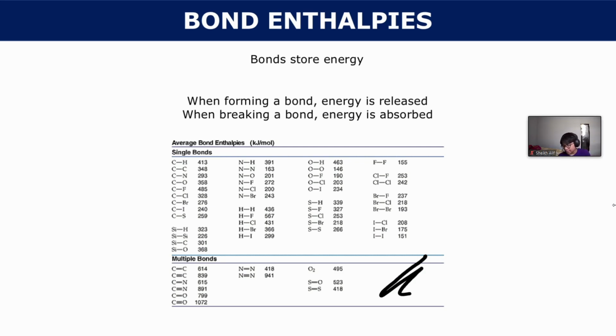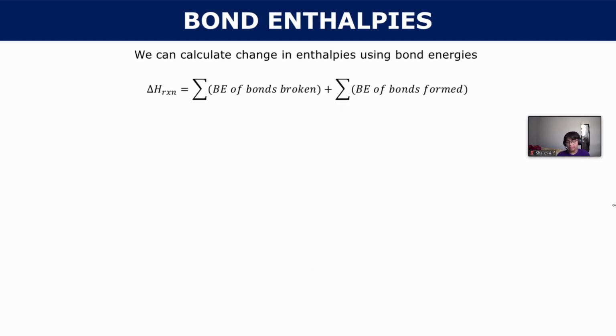So let's say we take the CH bond right here. If you were to form a CH bond, energy would be released, so really your enthalpy would be negative 413. However, if you were breaking a bond, energy would be absorbed, so your enthalpy would be positive 413. And you need to take that into account whenever you're doing bond enthalpy calculations, which we're going to do right now. So we can calculate the change in enthalpy using bond energies.